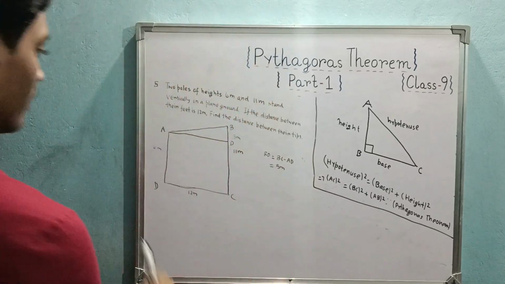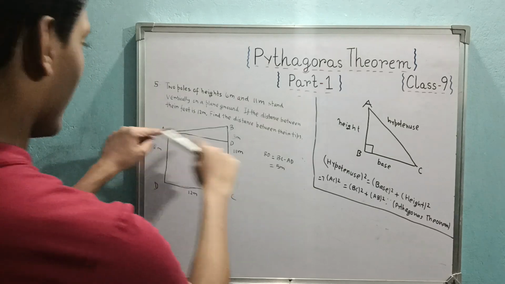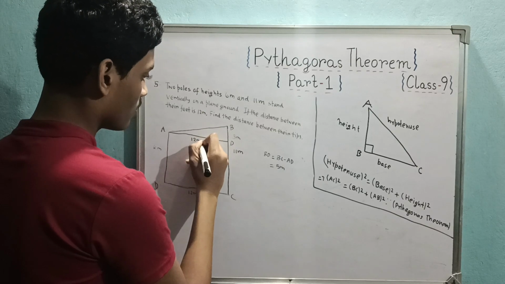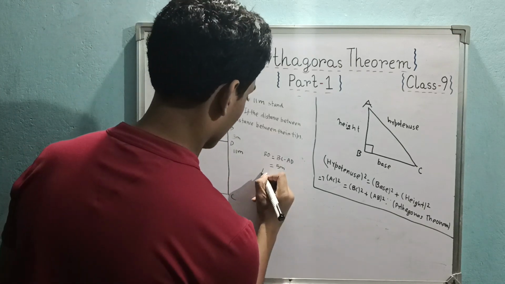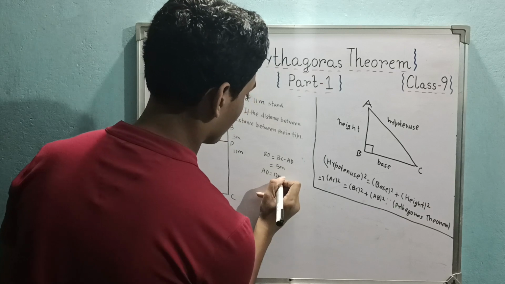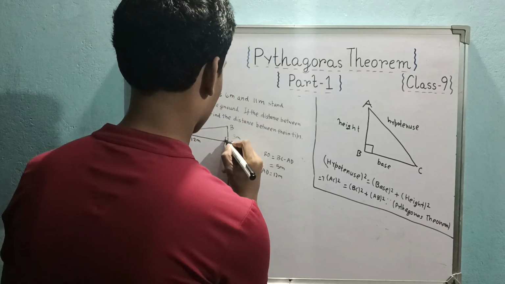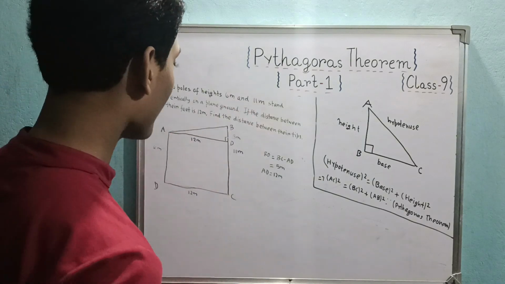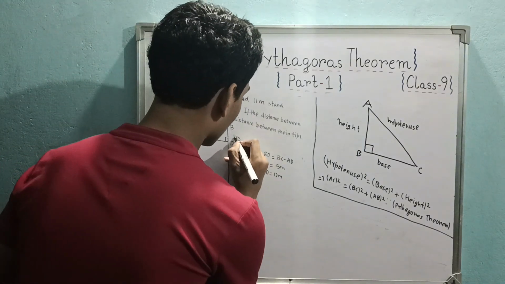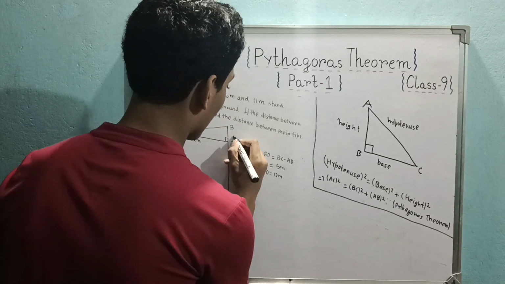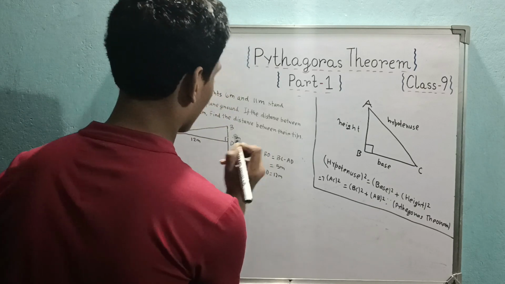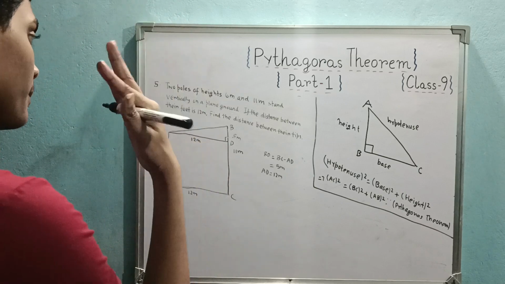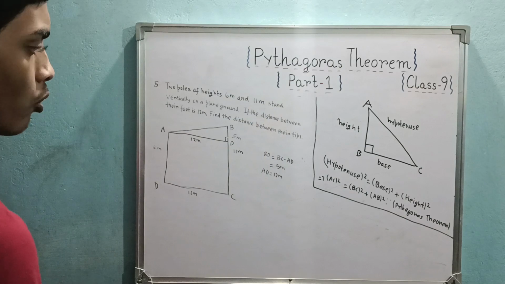And now DC is 12 meter, then AD will also be 12 meter, right? Now suppose this is a right angle here. For this right angle triangle ABD, I have given you base and height. Just find out the hypotenuse AB, the distance between the two tips of the poles.